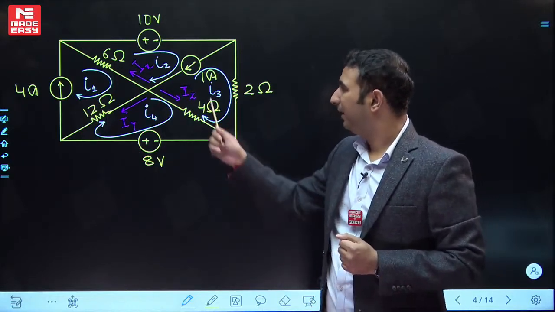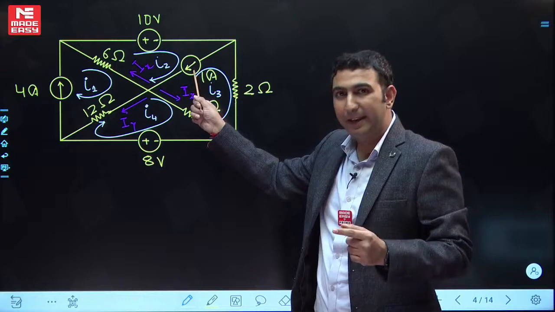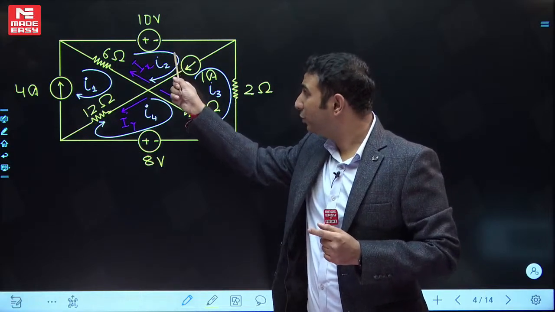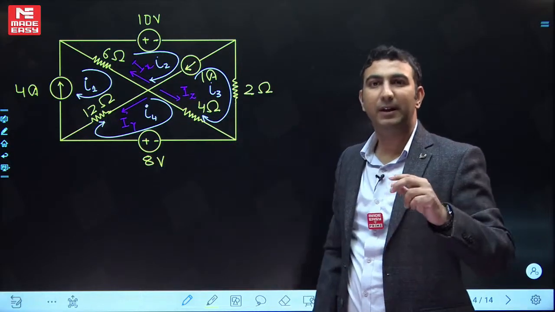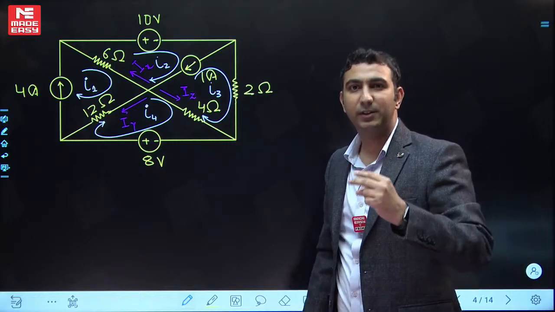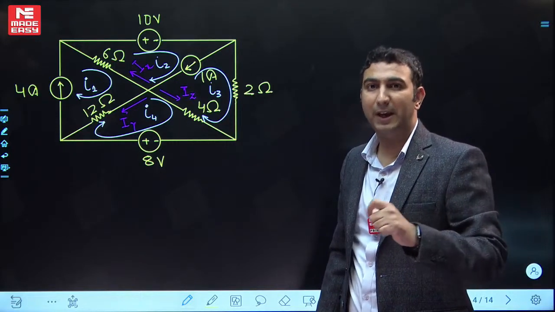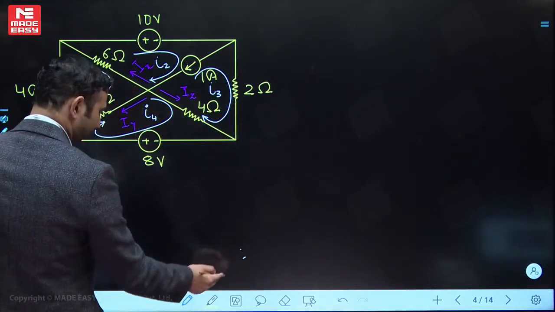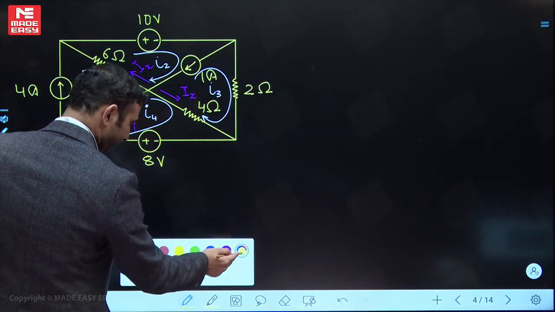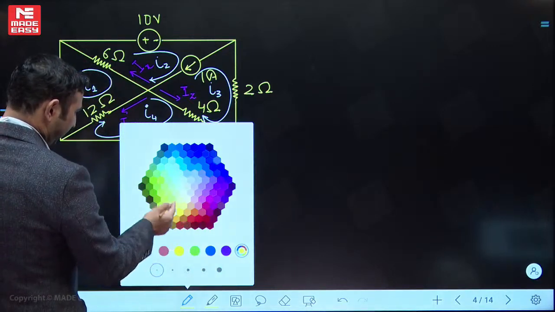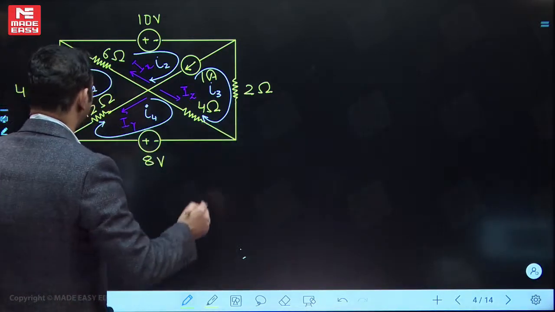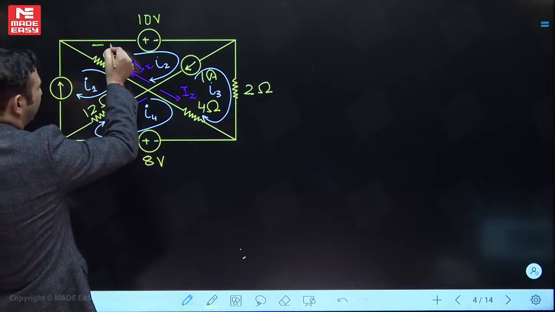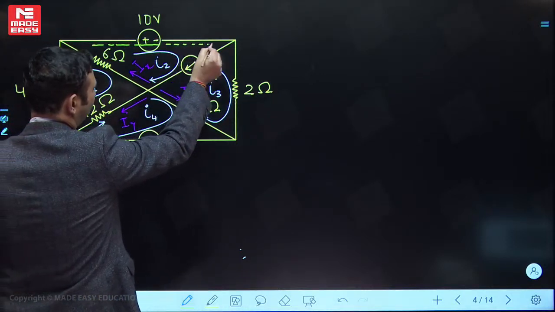One more thing, if you see, this current source is connected in between two meshes. When a current source is connected in between two meshes, we go for the super mesh analysis. So what is the super mesh that we have over here? Let's see, this is the super mesh that I am talking about.